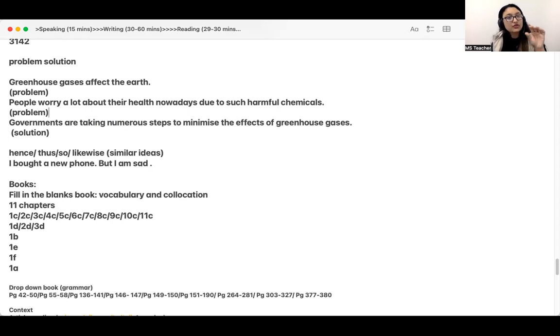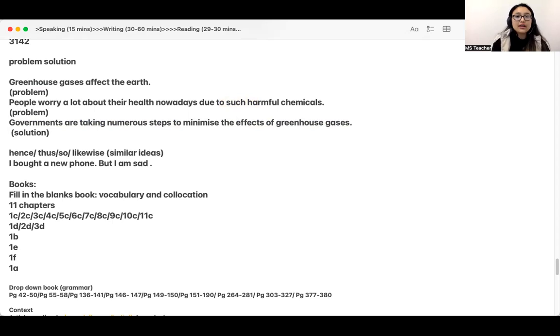But out of those two problems also, we have to put "greenhouse gases affect the environment" or affect the earth first, because in the second sentence you are using a pronoun, such, and such cannot be your first sentence. So greenhouse gases affect the earth. People worry a lot about their health nowadays due to such harmful chemicals or gases. Governments are taking numerous steps to minimize the effects of greenhouse gases.